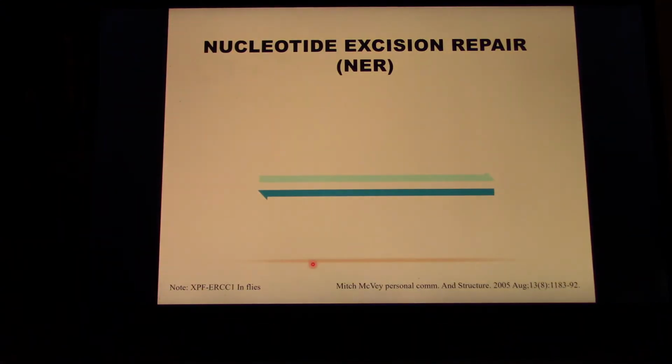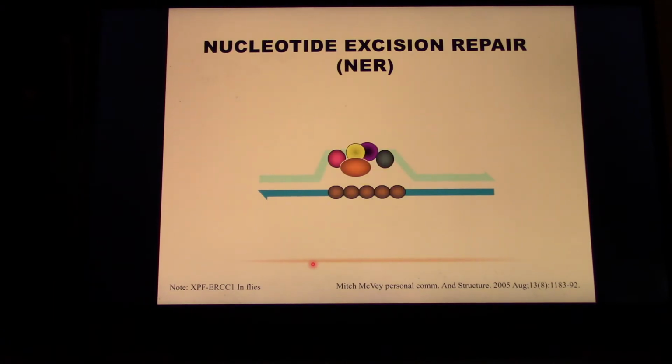This is just a little fun animation of what I just said to you. We got UV damage and nucleotide excision repair. We get proteins that recognize that damage. We unwind the damaged area. We do a cut on the 3' end, 3' incision. The protein here is called XPG. XP for xeroderma pigmentosum, letter G.